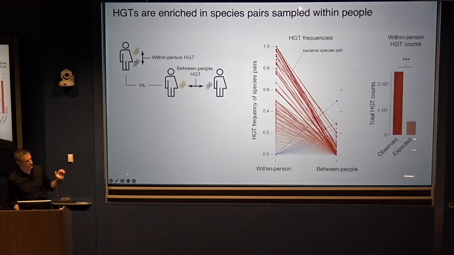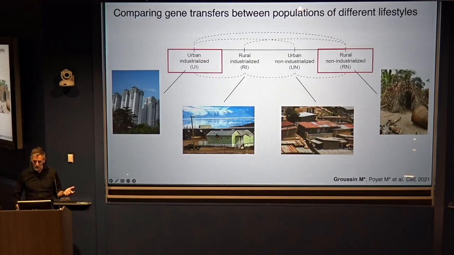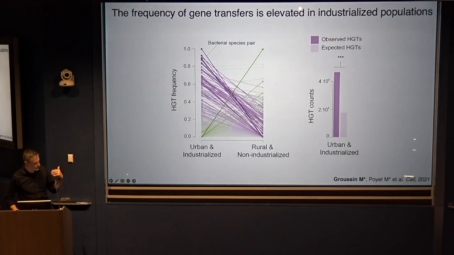And then we were able to go a little bit further, and we said, okay, well, is this process happening faster in those urban industrialized populations, or is it happening faster in those non-industrialized rural populations? And what we found is that this idea that the human body is a hotspot of DNA exchange is being driven by urban industrialized populations. So this is not the way that it's been throughout human history, most likely.